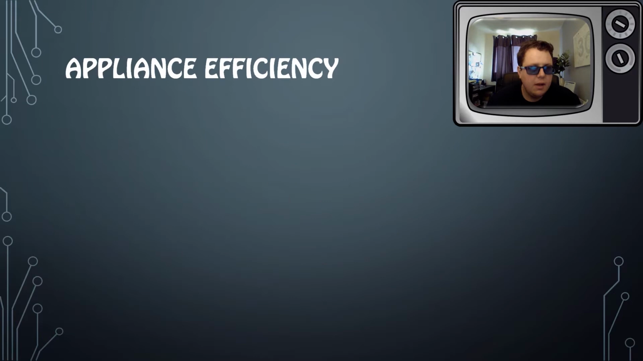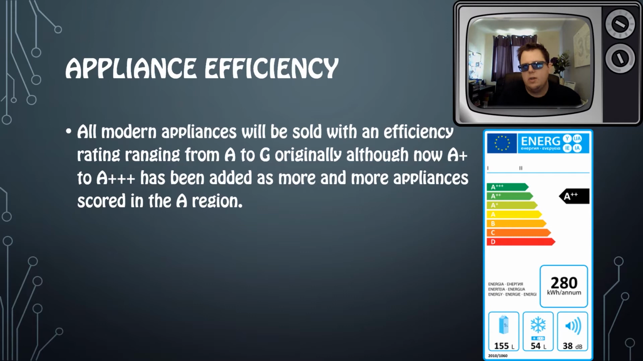Okay, so appliance efficiency. All modern appliances sold in the EU, and I assume this will still be the case in the UK afterwards, will be sold with an efficiency rating. They'll be sold with a sticker, something like this, on them. What information is on this sticker varies from appliance to appliance. Originally, the ratings went from A to G.